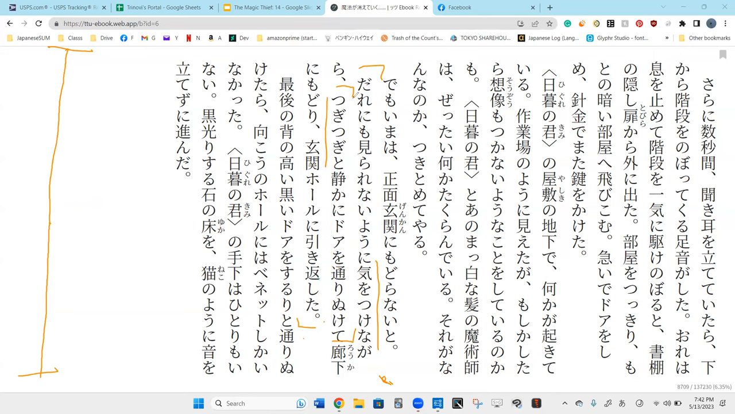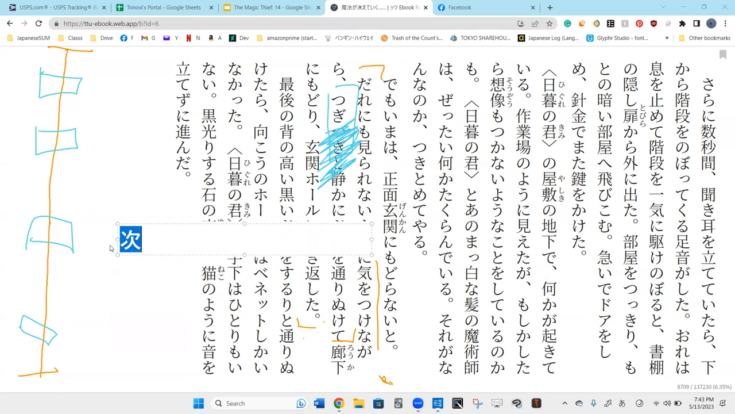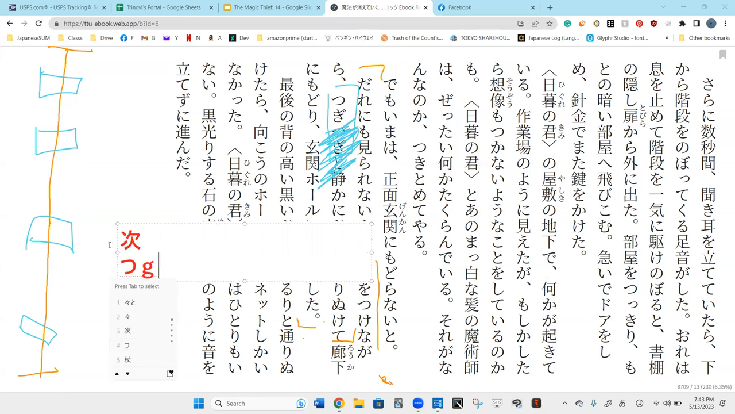And then we have tsugi tsugi to and shizuka ni. Shizuka is quiet. Quietly is marked by ni, so the action is marked by ni here. Shizuka ni, quietly. And then is like sneaky, right? If you saw tsugi on its own, does that sound vaguely familiar to you? Tsugi. Nice. Next, the kanji for next. So tsugi tsugi is also next.